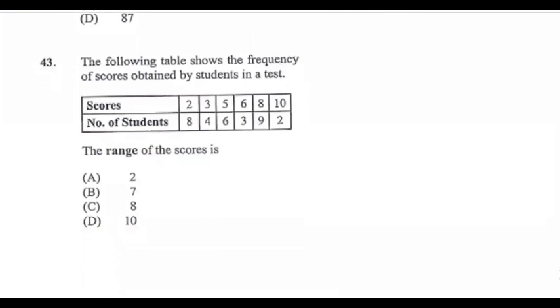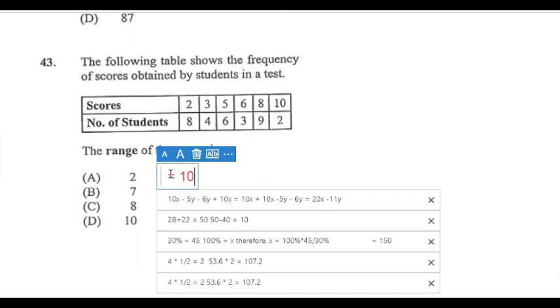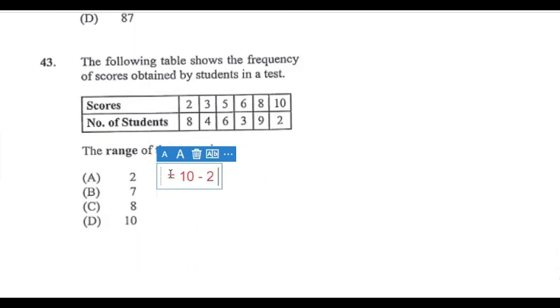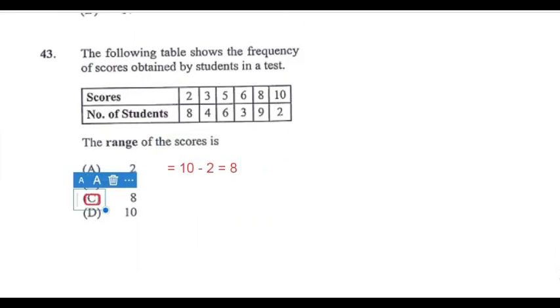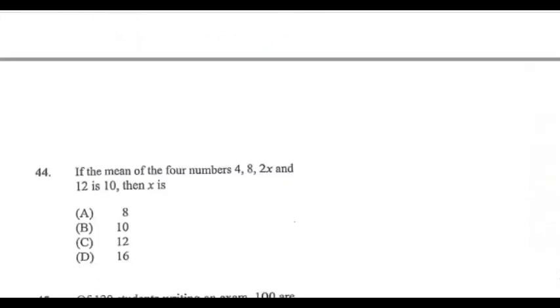43. The following table shows the frequency of scores obtained by students in a test. The range of scores is, remember, range is the difference between the largest and the smallest number, the highest and the lowest, whichever way you want to look at it or remember it. So the range of scores, we're looking at the highest score, which is 10, and the lowest, which is 2, and our answer is 8, and therefore 43 is C. So just need to remember the formula for range.